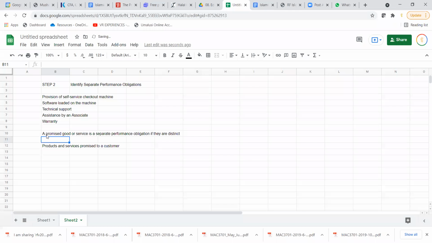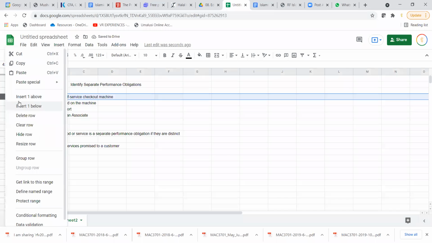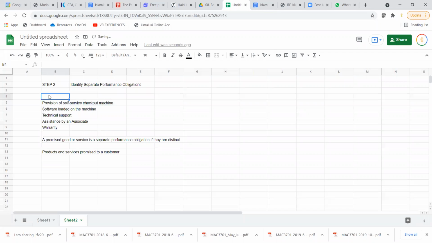So remember, we identified the promises within the contract. Okay, so here are the promises within the contract. Then we say a promised good or service is a separate performance obligation if they are distinct. Okay, so that's what we're saying.